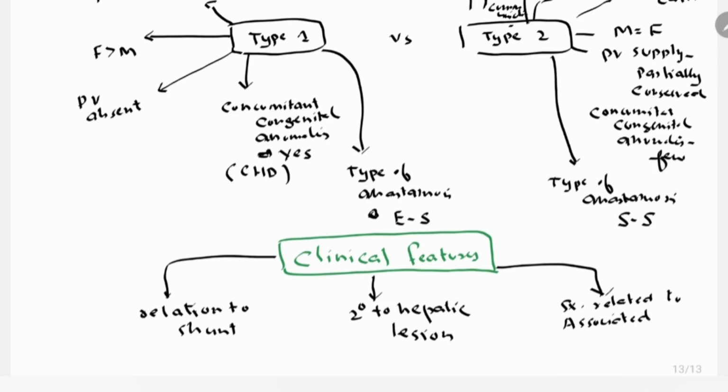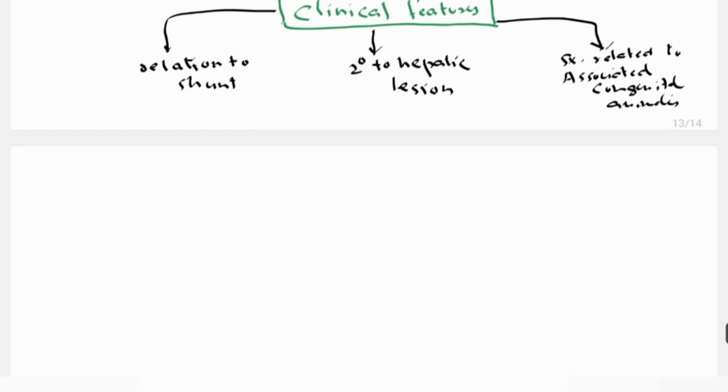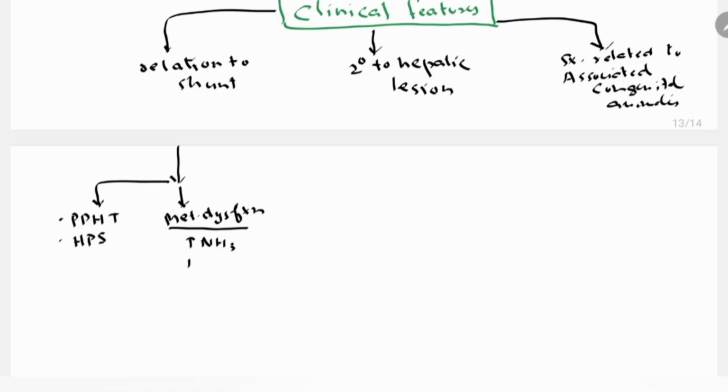Now, what are the clinical features that are related to the shunt? Since portal blood directly goes to systemic circulation, therefore, in Abernethy Malformation, you can find portopulmonary hypertension and hepatopulmonary syndrome. You can also find metabolic dysfunction. You can find hyperammonemia, hypergalactosemia, hepatic encephalopathy, and portal hypertension.